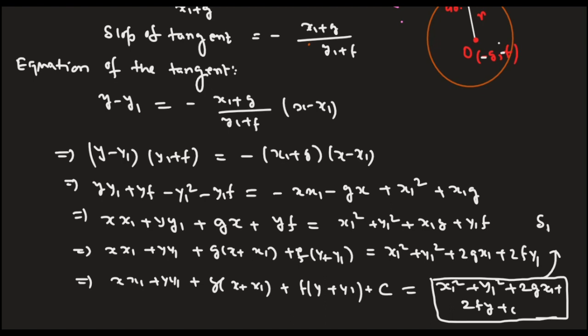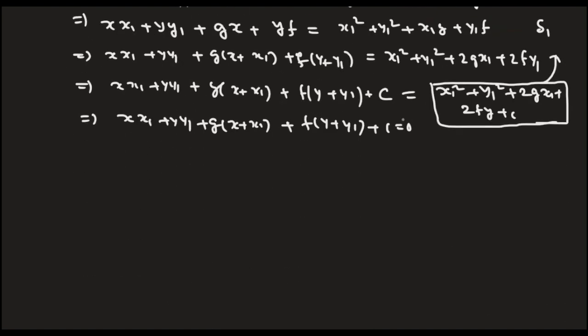S1 means in the general form you put x1 y1. Since x1 y1 is a point on the circle, this part is nothing but equal to 0. So RHS becomes 0. Then we have xx1 plus yy1, and then g times x plus x1 and plus f times y plus y1 and plus c is equal to 0. So this is known as t. So now we can say that t is equal to 0. T is the equation of the tangent. So thus we have the equation of the tangent.